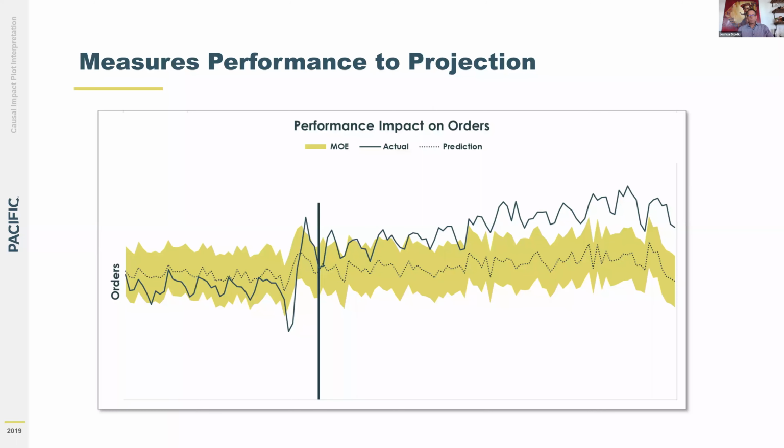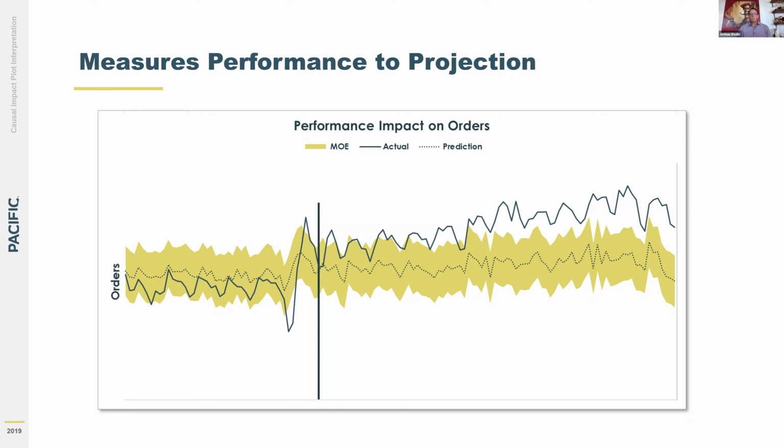And a quick snapshot of what that looks like. In this case, that dotted line that's surrounded by the yellow is the prediction. And you can see that the seasonality of the prediction is following the solid line of your actuals. And that yellow area is the margin of error.